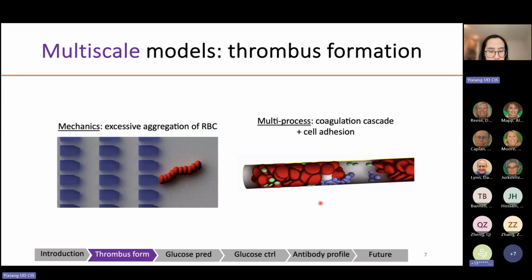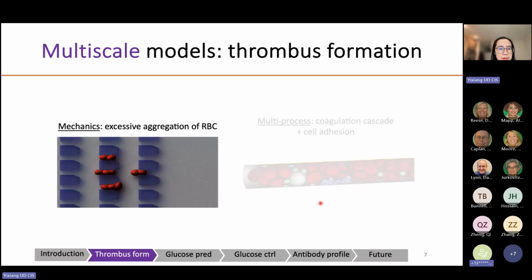So next, as I mentioned, there are interesting chemical and physical processes of thrombus formation. I'm interested in showing you my contribution in terms of mechanics, where the excessive aggregation of red blood cells is stopping the cells from passing through the microvasculature freely. And another will be the multi-process scenario where I use a dissipative particle dynamics model and extend it to incorporate both the chemical process called coagulation cascade and the physical process of cell adhesion. So let's start with the first one.